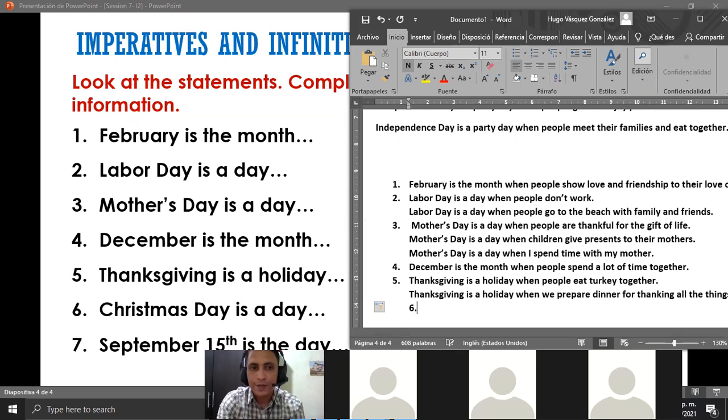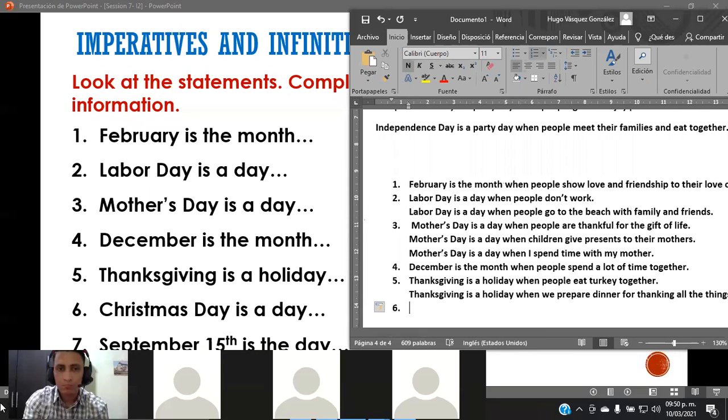What about number six? Christmas Day is a day. If you have another example, different from the previous ones, it's okay. Let me know, and I can type your example in the chat. Oh, Christmas Day? I have one about Christmas Day. Okay, tell me. Christmas Day is a day when people visit their relatives.